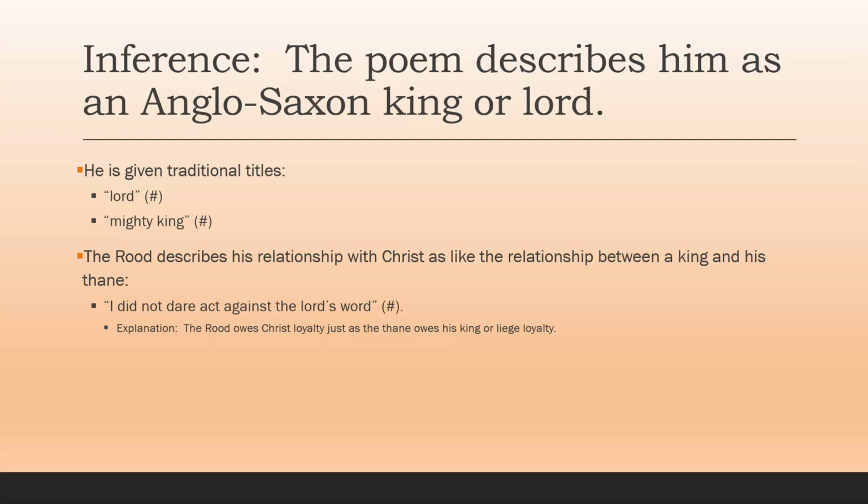Now, that is a fairly sophisticated inference, and the only thing I have as evidence at this juncture is "I did not dare act against the Lord's word." Okay. Now, that's going to require some kind of explanation. You can't just set that there and expect the reader to draw that conclusion. So, in some instances, the evidence requires an explanation. So the explanation I have here is the rood owes Christ loyalty, did not dare act against the Lord's word, just as the thane owes his king or liege loyalty.